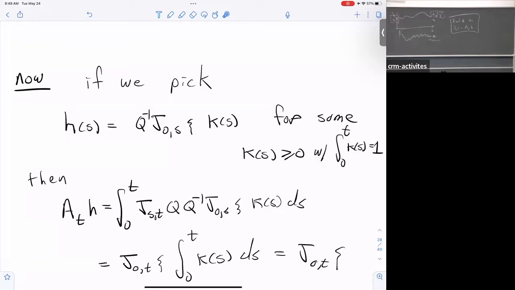So if I do this, let's pick this for some weight, which is positive, non-negative, and integrates to one. It's useful sometimes to have. And if you do this, look what happens. Now, if I take this H and I apply A to it, remember I just had the semigroup Q applied to the H, but the H is Q inverse. So those drop out. And then what happens when I first evolve from zero to time S, and then I evolve from S to time T? That's the same as evolving from time zero to time T, which in particular is independent of S. So I can move it outside the integrand, and then I have this weight function, which integrates to one.